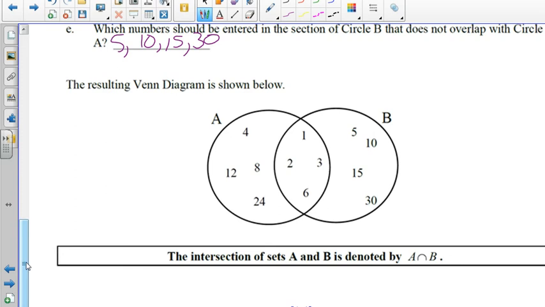Notation. The intersection of sets A and B is denoted by A intersect B. So get used to it. Intersection. It's so ugly. We should draw a symbol that actually says intersect, like two lines, possibly in the shape of both sides.